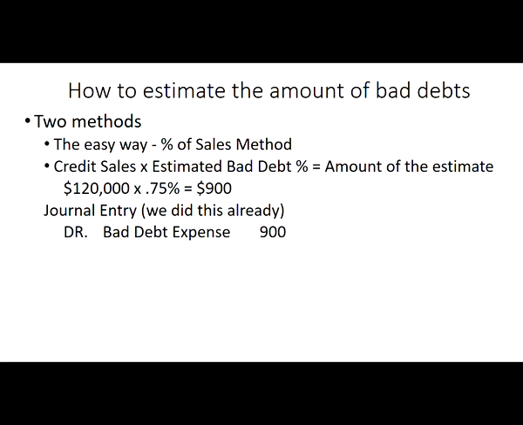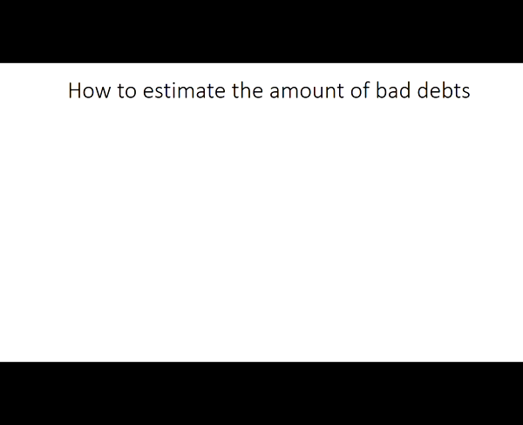Our journal entry for this example, we've already done this. It's the same journal entry we did before in video 1. It's a debit to bad debt expense, credit to the allowance for bad debts. And move on. Now, if only it was that easy.